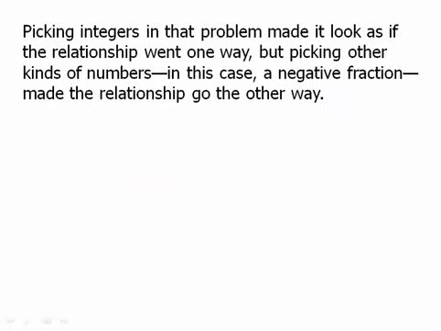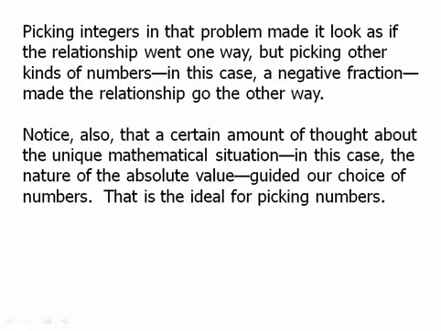Picking integers in that problem made it look as if the relationship went one way, but picking other kinds of numbers, in this case a negative fraction, made the relationship go the other way. Very important to consider different cases of numbers. Also notice that a certain amount of thought about the unique mathematical situation, in this case the nature of the absolute value, guided our choice of numbers. That is the ideal for picking numbers.